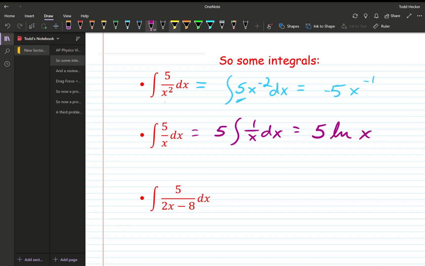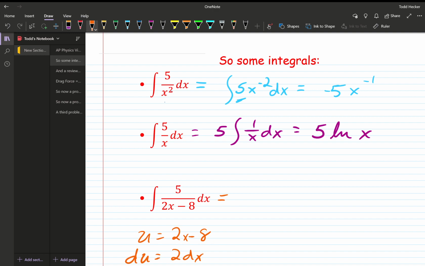All right, and then for this last one down here, it's kind of the same idea, right? But the problem is that this thing is a little bit more complicated. So your math teacher would probably teach you to do this by using substitution, where you'd go, oh, well, let u equal 2x minus 8, and then let du equal the derivative of this, so that would be 2 dx, right?